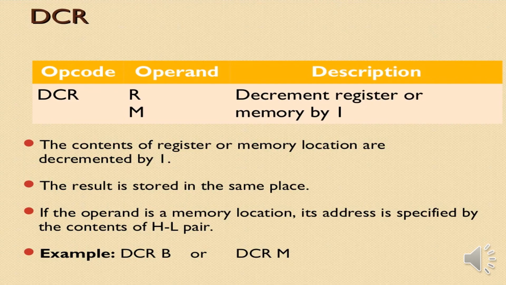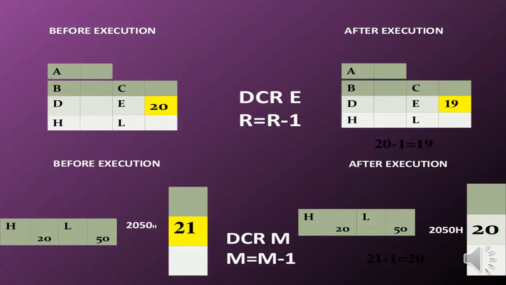So the decrement operation: decrement register or memory by 1. The content of the register or memory location is decremented by 1. The result is stored in the same place. If the operand is a memory location, its address is specified by the content of the HL register pair. Decrement B, decrement C, DCR B, DCR M. Before the execution, assume the value of E is 20. So in decrement by 1, R equals R minus 1. So 20 becomes 19 after the execution.